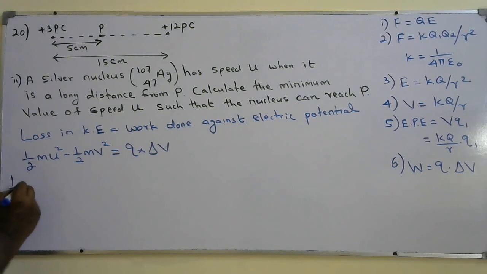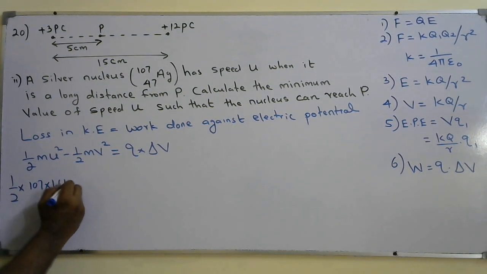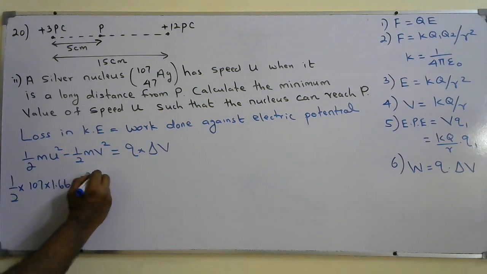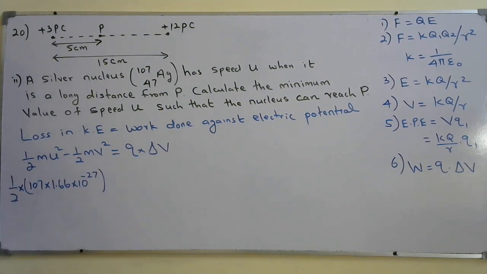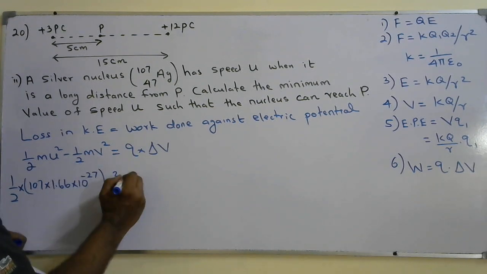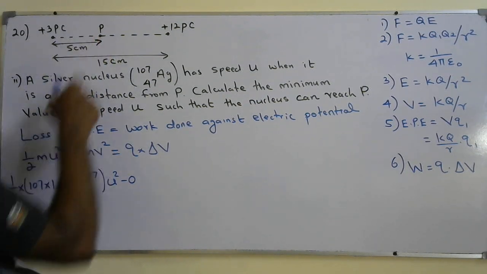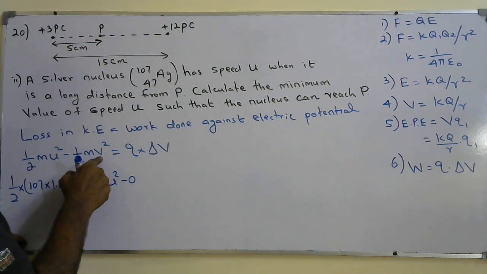So half into the mass is 107 into 1.66 times 10 to the power minus 27 kilogram. That's the mass of the silver nucleus, into u squared, minus 0, because we assume the minimum initial kinetic energy, minimum speed such that it reached the point P, means when it reaches the point P, the speed becomes 0.